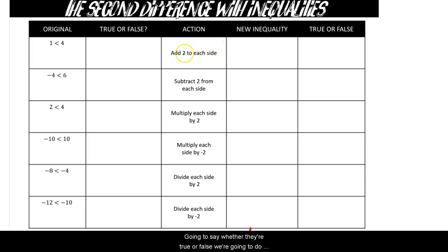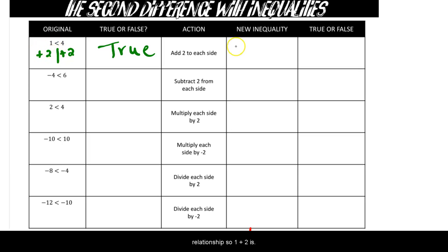We're going to do something to both sides, write a new inequality, and then decide if it's still true or false. So starting with the first one, 1 is less than 4. That, of course, is true. If I add 2 to each side, it should stay the same, the same relationship. So 1 plus 2 is 3. 4 plus 2 is 6. And so this is still true. So you can see if I add 2 to both sides of this inequality, it still remains true.